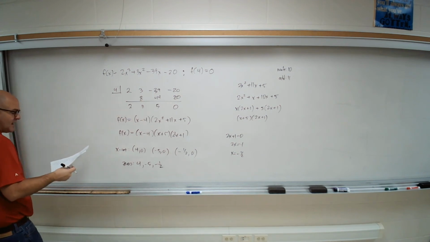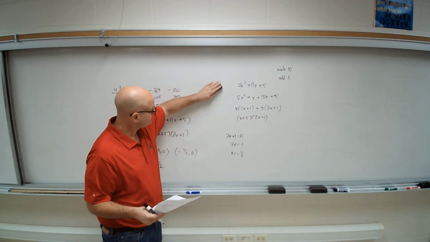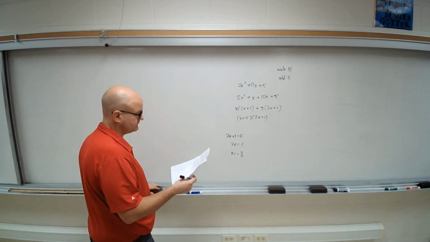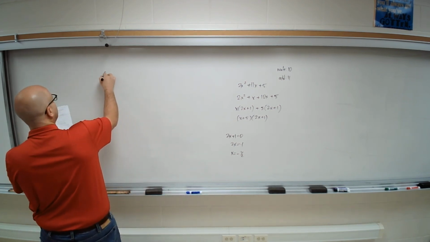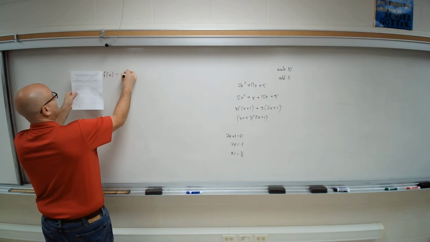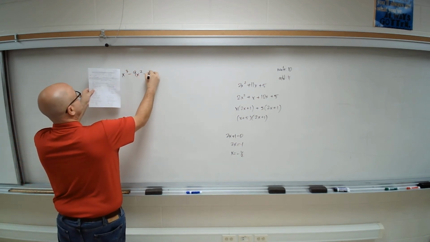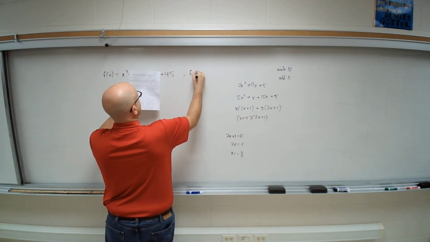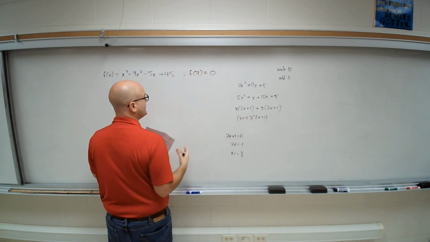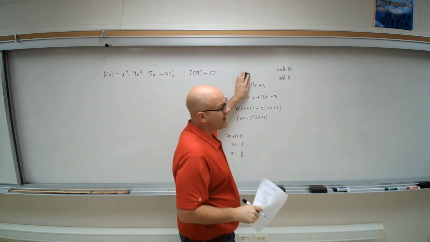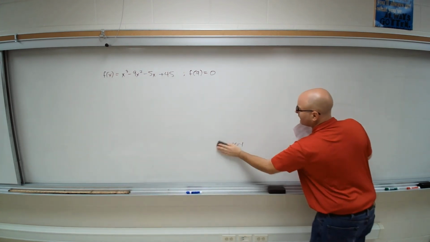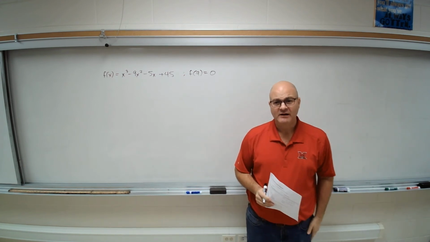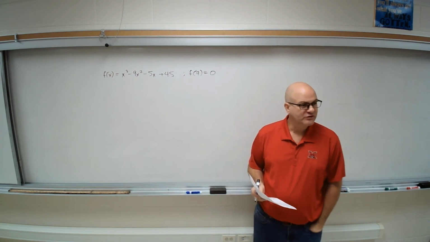But this top right one has something kind of different that happens. It is f of x equals x cubed minus 9x squared minus 5x plus 45. And then f of 9 equals 0. Anybody notice anything about this original polynomial? Or did everybody just start with the synthetic division right away? Because that would be fine. It's what it told you to do.